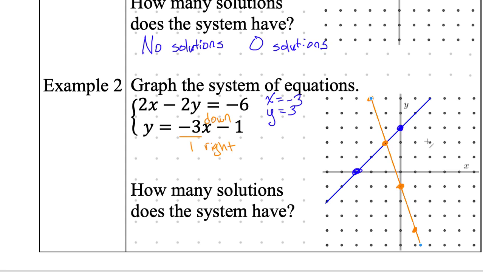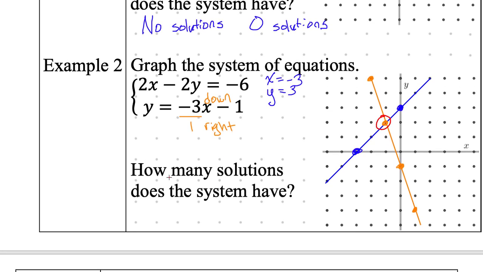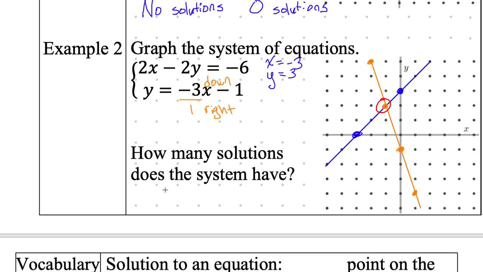It looks like this system of equations has one solution because it crosses at one spot. And that's what we're used to, right? We've been seeing that over and over again. So you can kind of circle and say, oh, look, that's the solution right there. It's -1, 2. But how many solutions does it have? One solution.